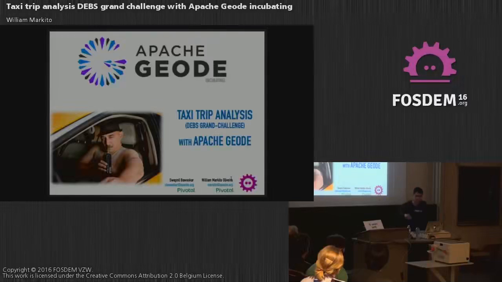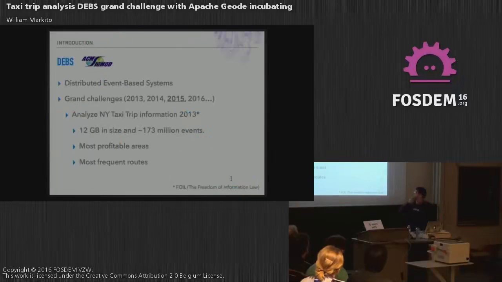Thank you. So my name is William, and I'm going to talk about an implementation of the DEBS challenge running on Apache Geode. First things first, if you're not familiar with DEBS, it's the Distributed Event-Based Systems Conference hosted by ACM. Every year they post grand challenges, and for 2015 they posted a challenge about analyzing taxi trip information that was available for the New York taxis in 2013.